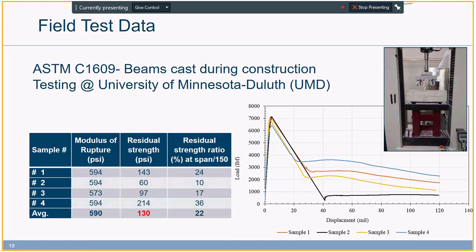Well, with the use of fibers in concrete mixtures, it was interesting to see the post-cracking behavior and increase in flexural properties of the mixture as well. So during the construction in the field, beam specimens were cast and transported to the University of Minnesota Duluth later on for testing. We have a summary of the results here. Average modulus of rupture at 28 days, 590 psi. 130 psi residual strength, which was lower than the specified amount of 175, and residual strength ratio at span 250, 22%.